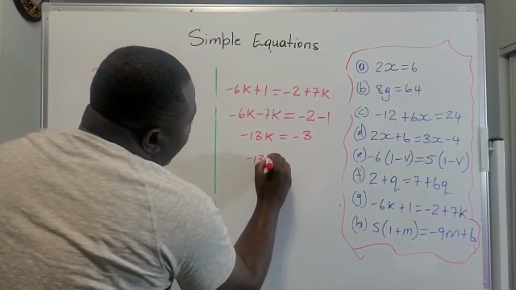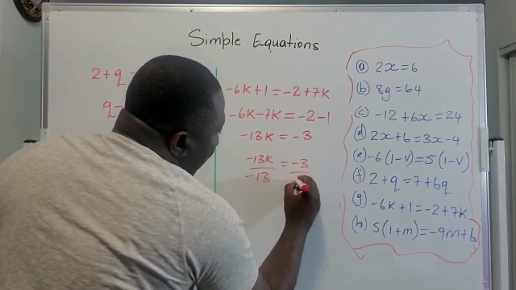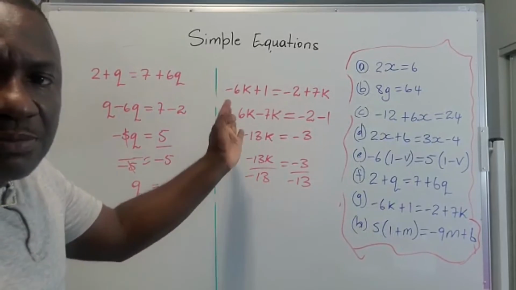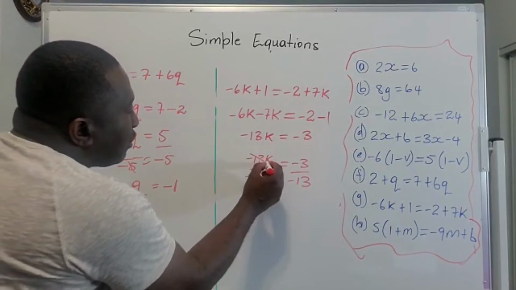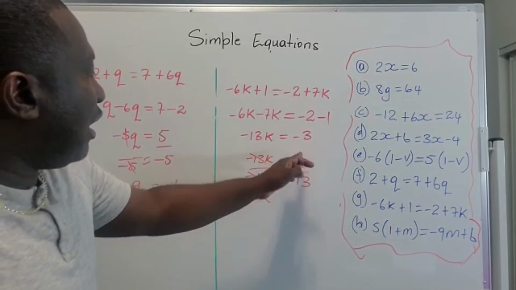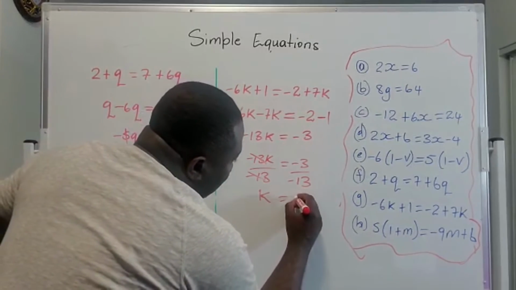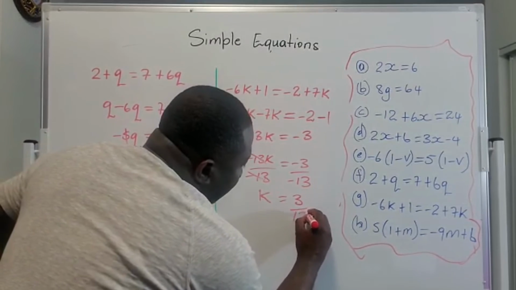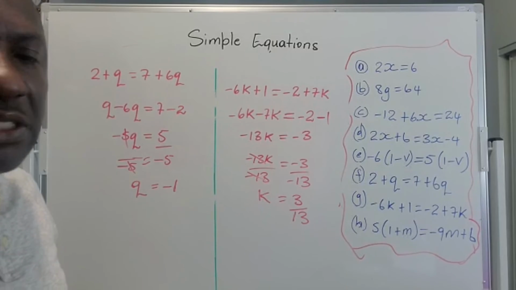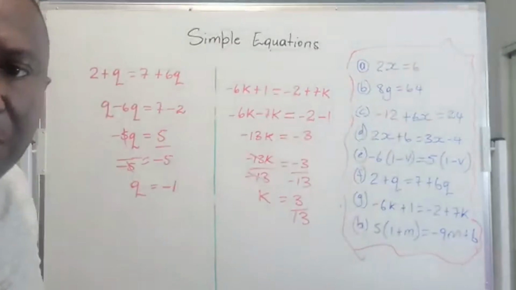So negative 13k being divided by negative 13 equals negative 3 divided by negative 13. Dividing two same signs makes it positive. So we are left here with k being positive, and our answer, dividing two negatives, will give us a positive 3/13. So the final outcome for that problem is k is equal to 3/13.